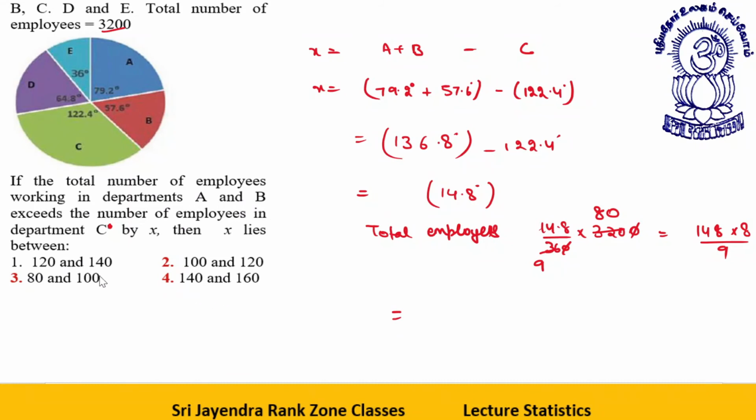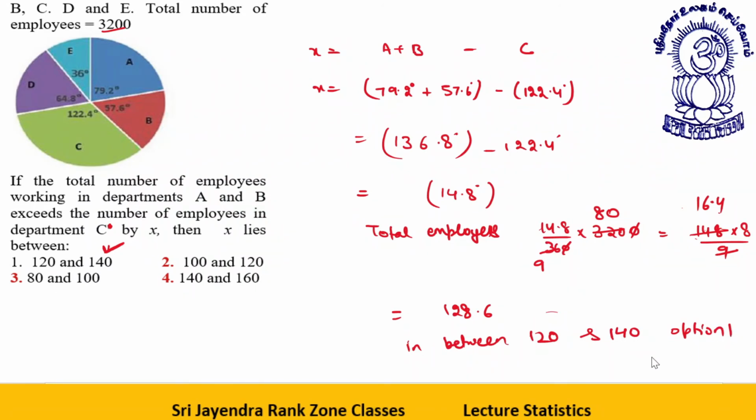See, very clearly this is your answer. If you look at the options, if I cancel this 148 by 8 by 9, till where will I reach? 1, then 58, 16, 54 till 54, then 40. So I can say it is 16.4 into 8. 16 into 8 is how much? 16 into 8 is 128. 128.6. So that is in between 120 and 140. Option number 1 is the answer.